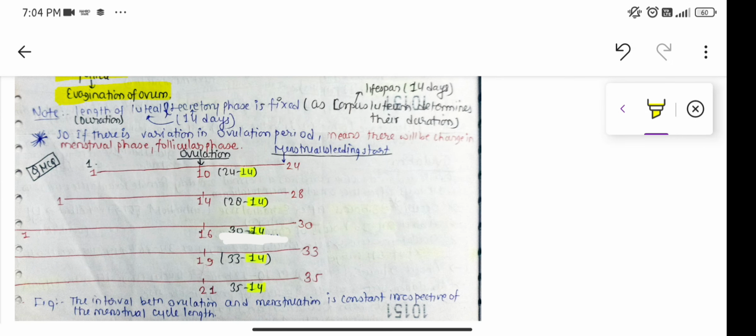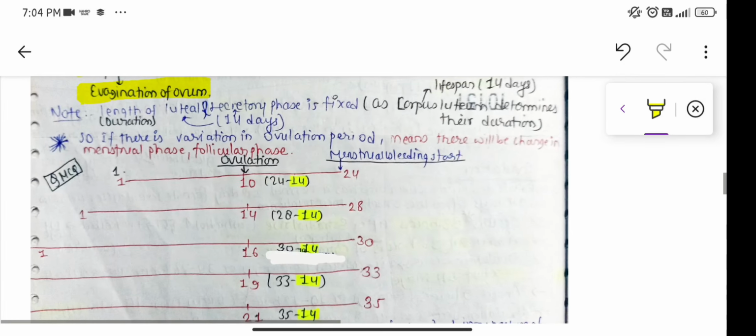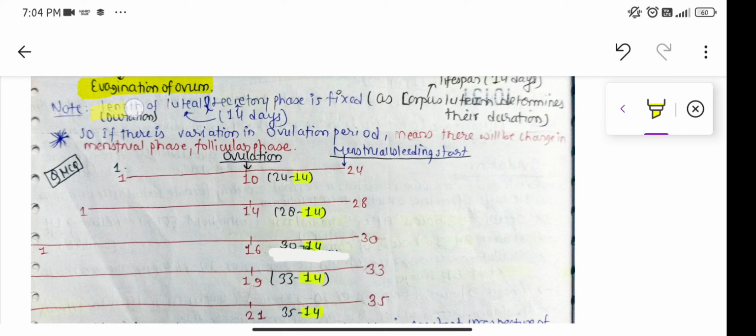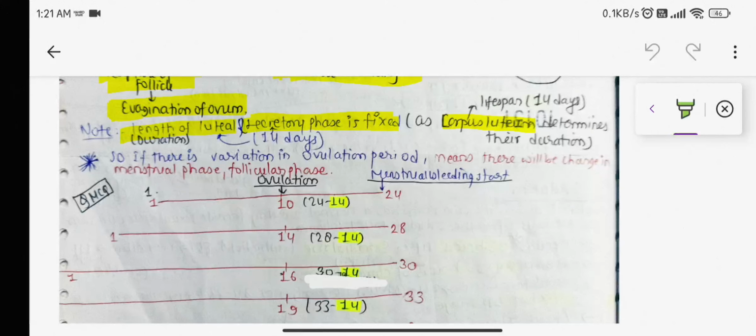We need to understand the timing of ovulation. What is the exact time when ovulation occurs? Because there is variation in the duration of the menstrual cycle in different ladies. We need to understand one point: the length of the luteal phase or the secretory phase is fixed, it does not change. It depends upon the corpus luteum duration. So the interval between the ovulation and the menstrual bleeding remains constant.